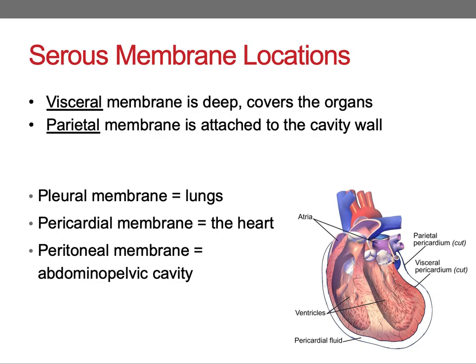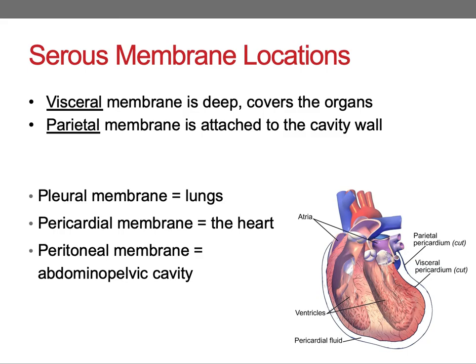The lungs expand when they're filled with air, and then they go back to their resting size when they're not filled with air. We have the pericardial membrane, which is the serous membrane that surrounds the heart. The fluid in between the two layers reduces friction when the heart is beating. And the peritoneal membrane lines the abdominopelvic cavity. This is really helpful for things like digestion, where the intestines are sliding past another part of the intestines as it digests food, and so again, this reduces friction.